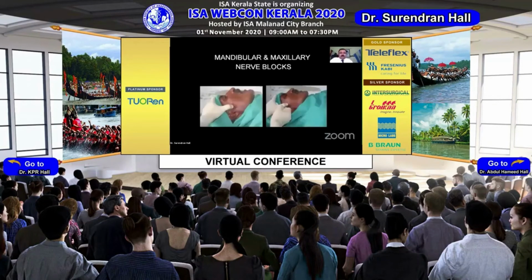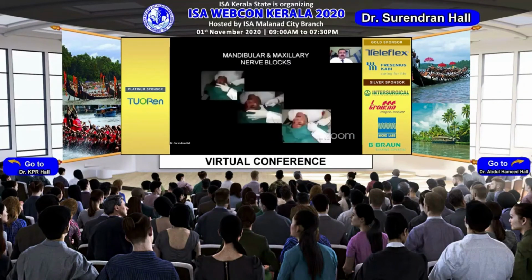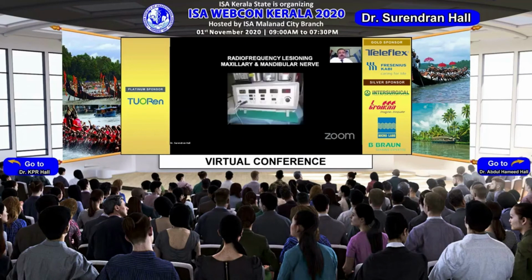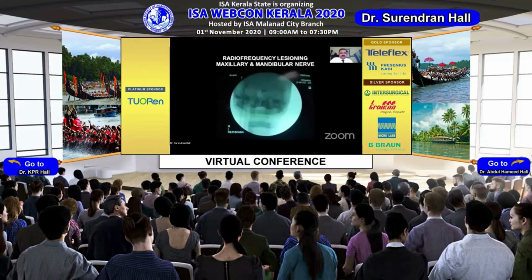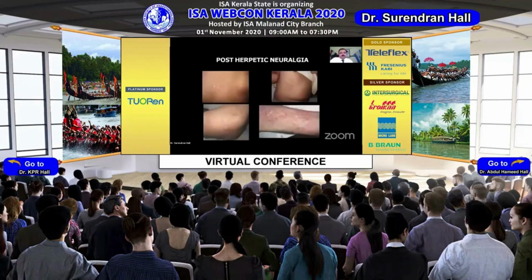Initially, you go for the diagnostic blocks, and if the patient has pain relief, then you go for radiofrequency lesioning under fluoroscopic guidance of maxillary, mandibular, or at times both the divisions may be affected. You can go for conventional radiofrequency, pulse radiofrequency, or a combination of the two. If pain is there selectively in the inferior alveolar nerve, you can block the inferior alveolar nerve also.